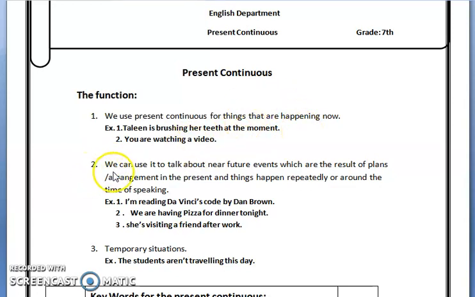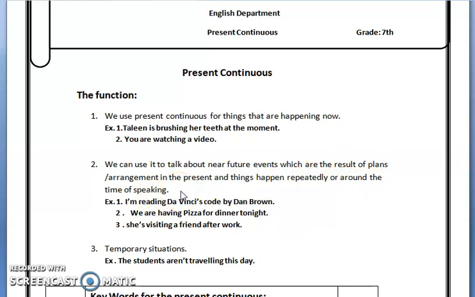Okay, second one. We can use it to talk about near future. We all know that we have a special tense in our line of tenses called the future. It has rules of its own, but today we are going to talk about near future. With near future, we use the present continuous. We will talk about the use or the function today, but in the upcoming lesson, as I said before, we will talk about it in detail. So we can use it to talk about near future events, which are the results of plans or arrangements in the present, and things that happen repeatedly or around the time of speaking.